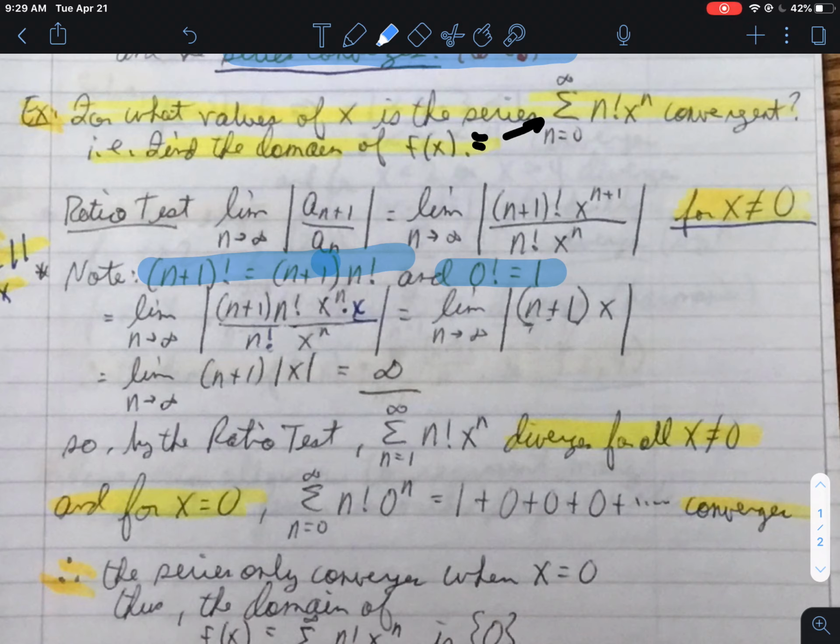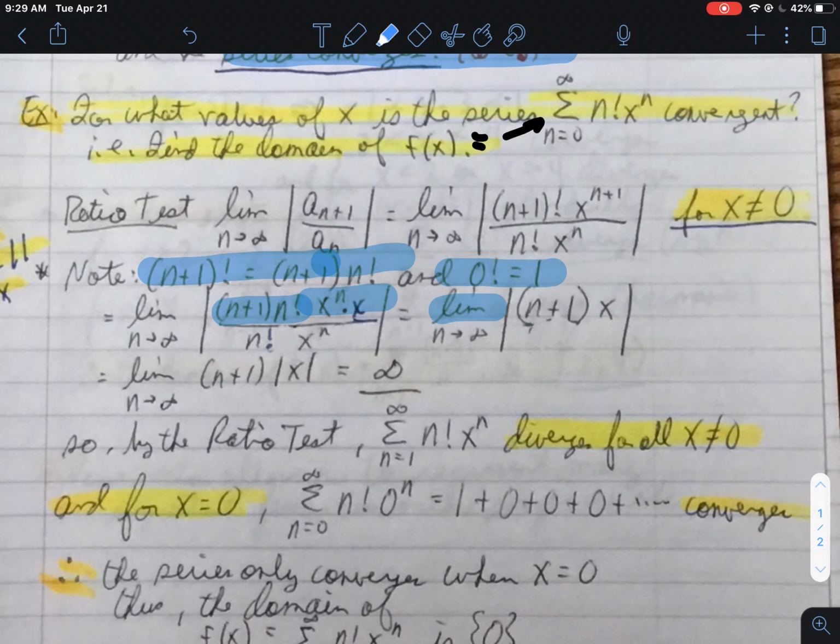So that gives me the limit as n approaches infinity, and again, all I did was the typical simplification we did with these terms. So the n plus 1 factorial becomes n plus 1 times n factorial. x to the n plus 1 becomes x to the n times x. And so that allows us to do some simplification, right? We can divide out the x to the n, we can divide out the n factorial, and that leaves us with this limit as n approaches infinity of n plus 1 times x.